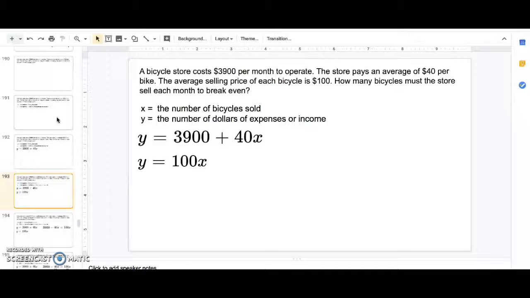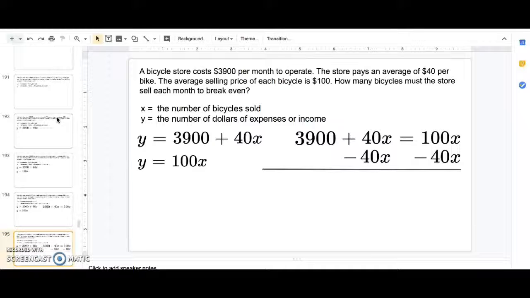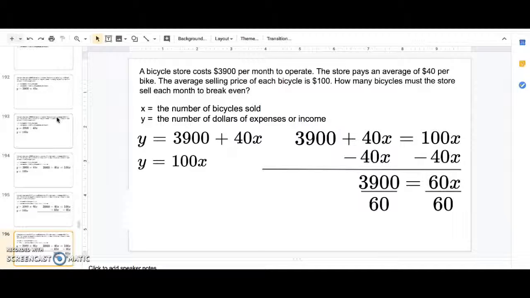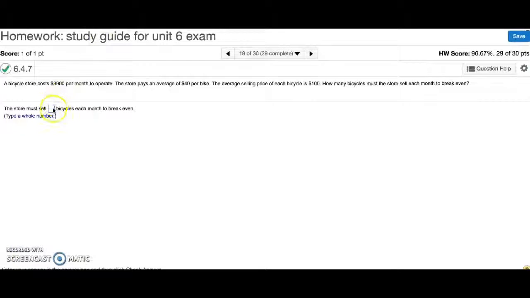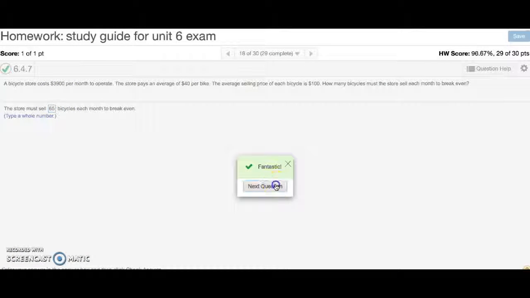So to break even means they're equal, so we set them equal to each other. So now we subtract 40x from both sides. We'll get 3,900 equals 60x. Divide both sides by 60, and x will equal 65. So that is the number of bicycles sold, 65. And that's number 18.